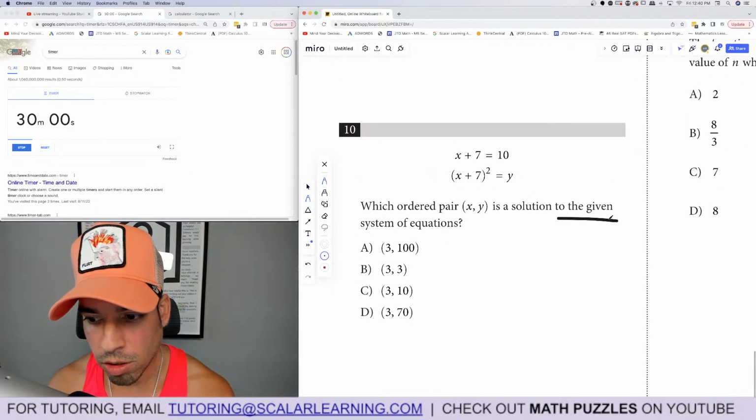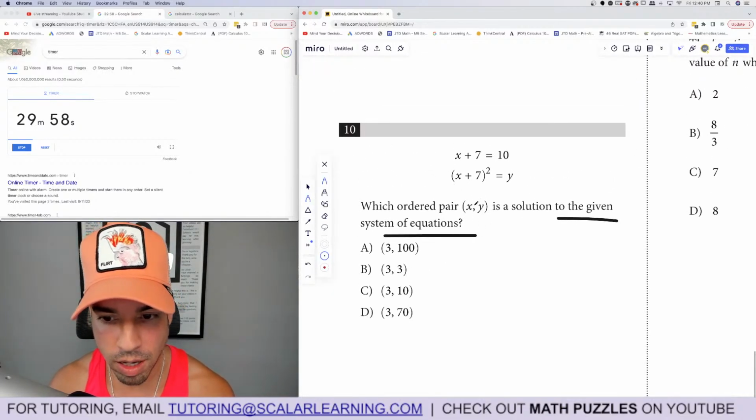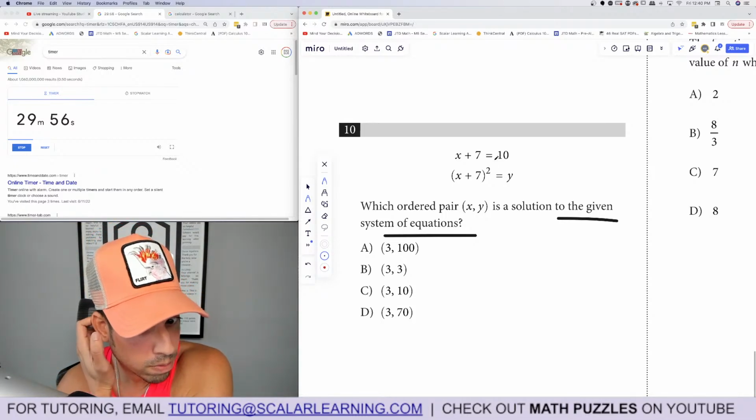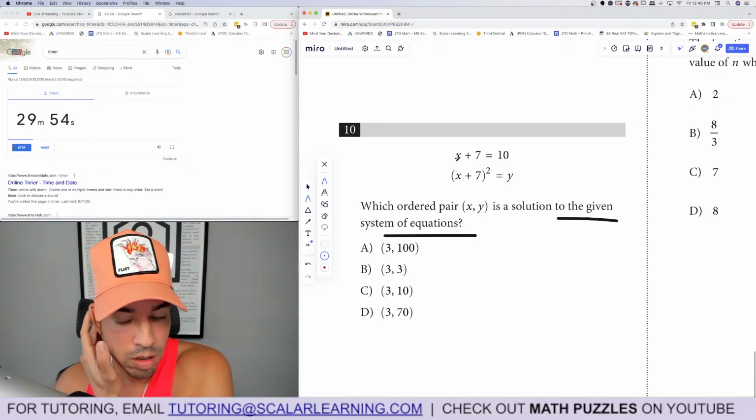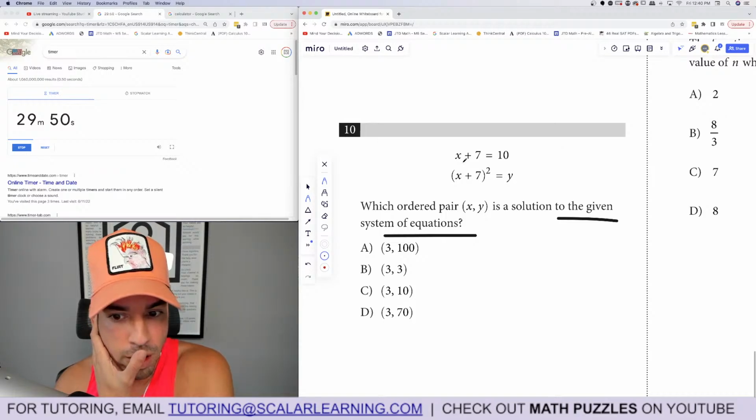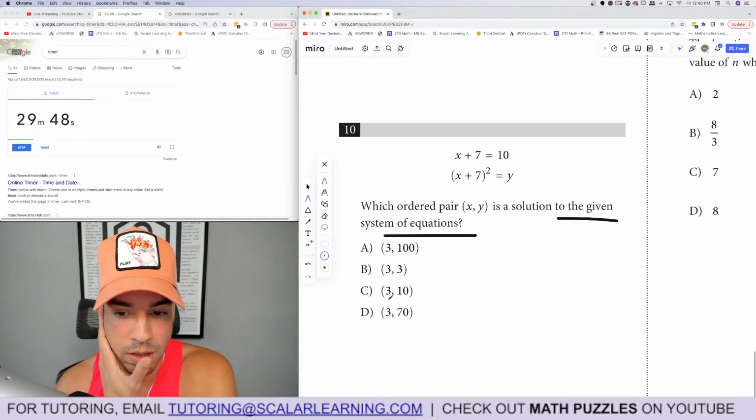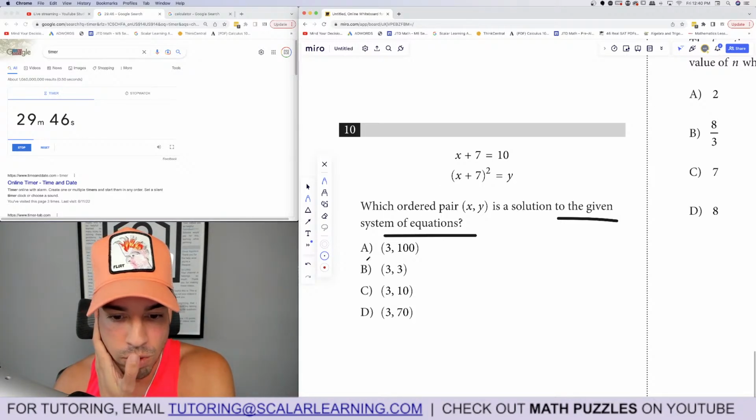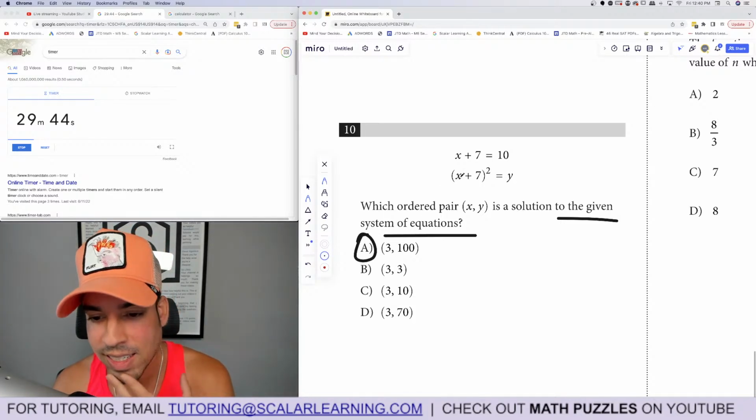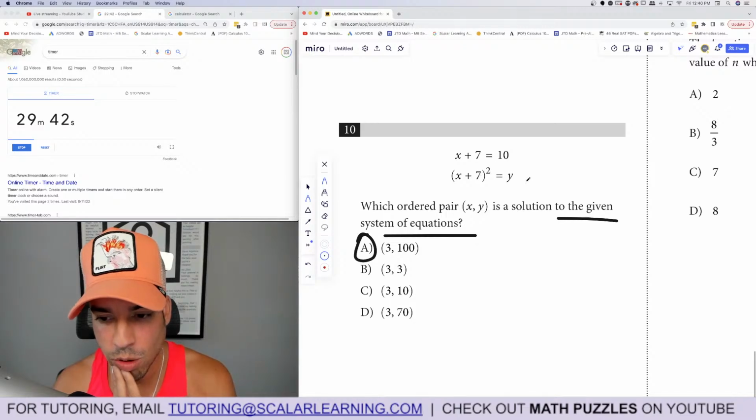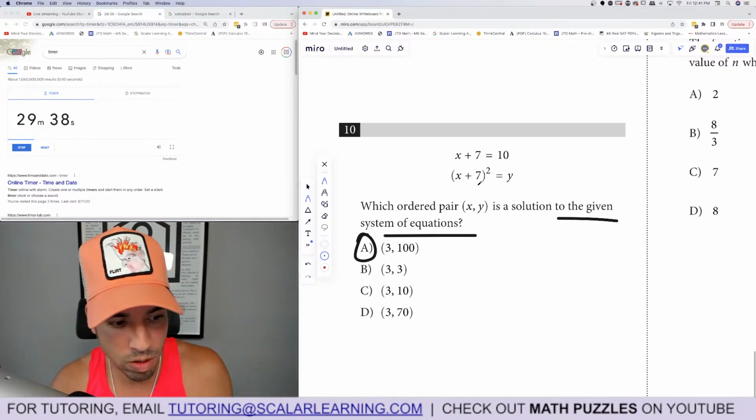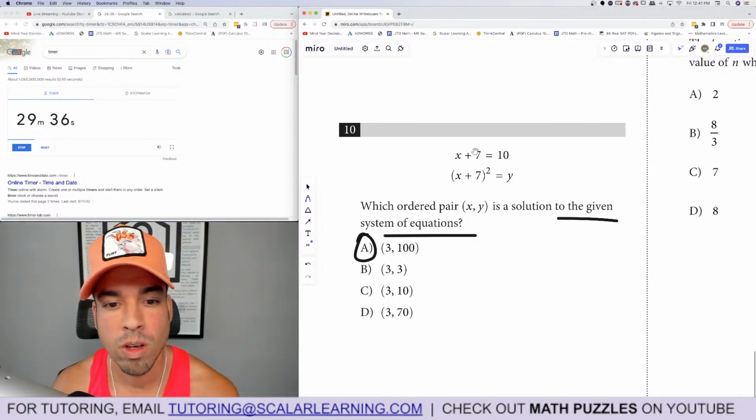Which ordered pair is a solution to the given system? Okay, now we can plug and chug and see if it works. Well, x is 3, so it has to be 3. And then it's 3, 100, because you plug in 3 here, you get 10 squared, which is 100. Plug in 3, you don't get 3 because it's 100, so it has to be A.